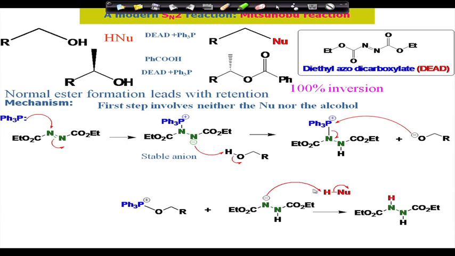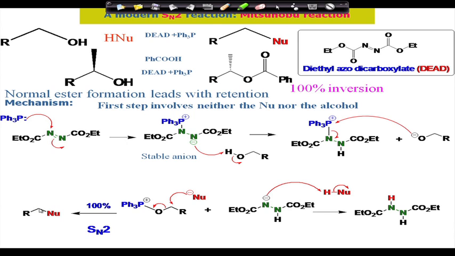Now this opens up, the nucleophile, that is the benzoic acid, goes to this N minus, which abstracts the hydrogen from benzoic acid, and then Nu minus attacks this from the back side. So, if it is a chiral center, that will undergo inversion. So, you get R, C, and Nu.